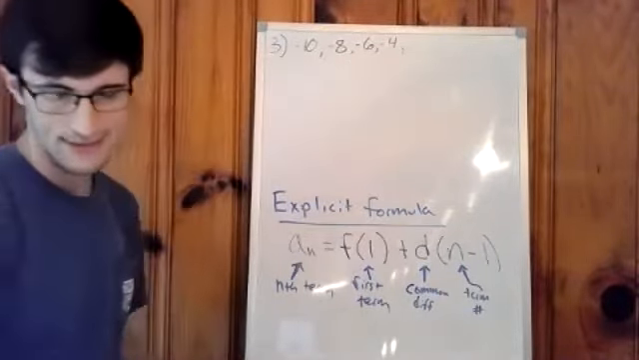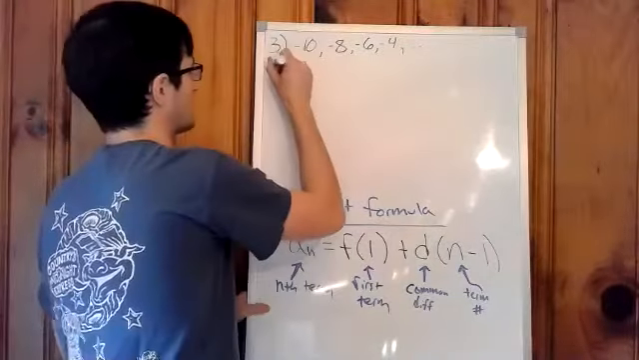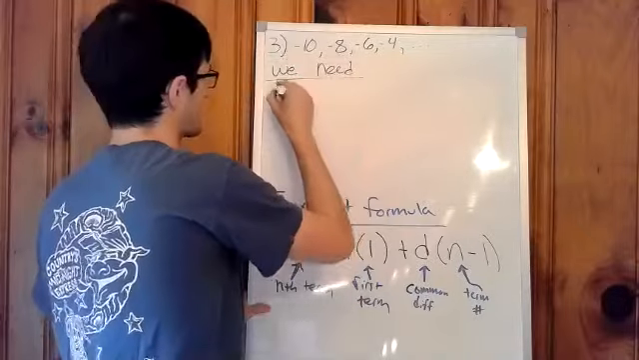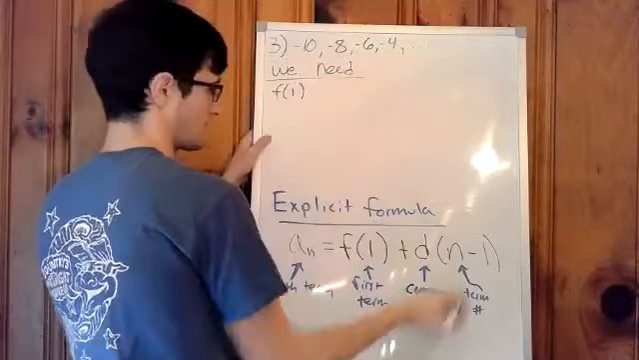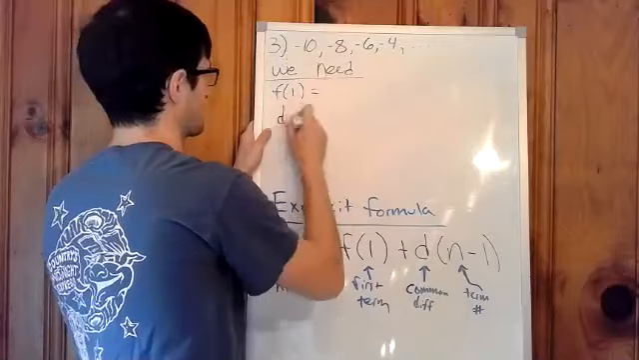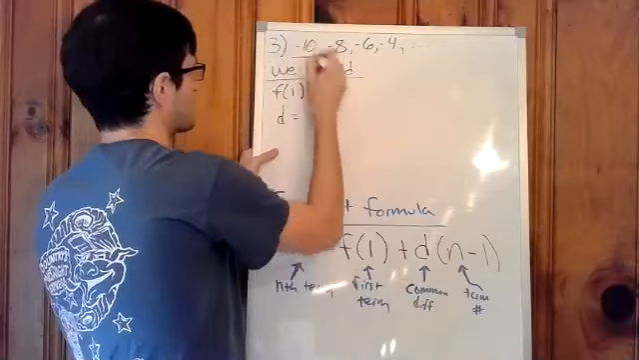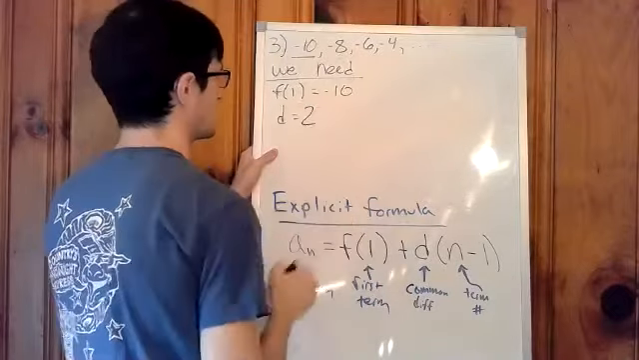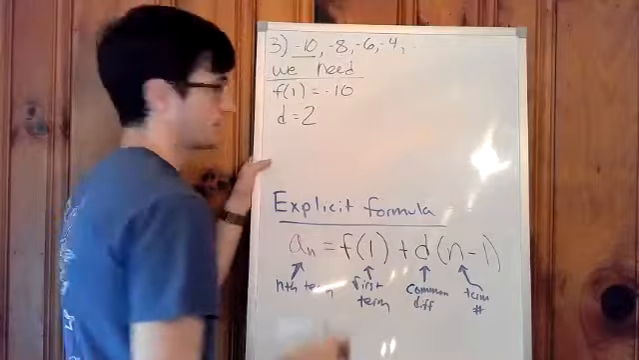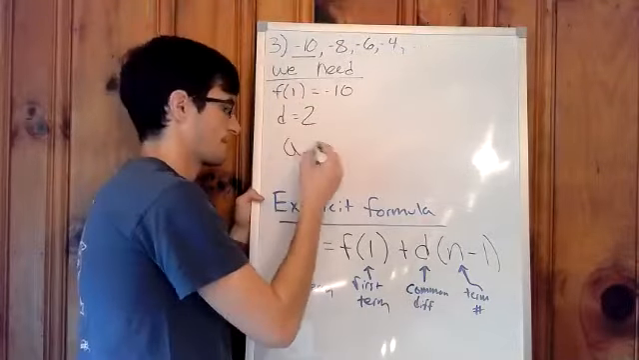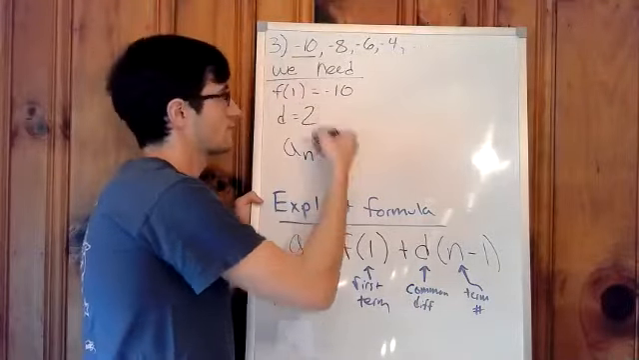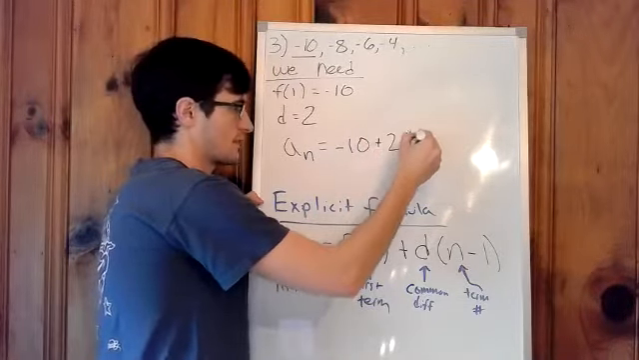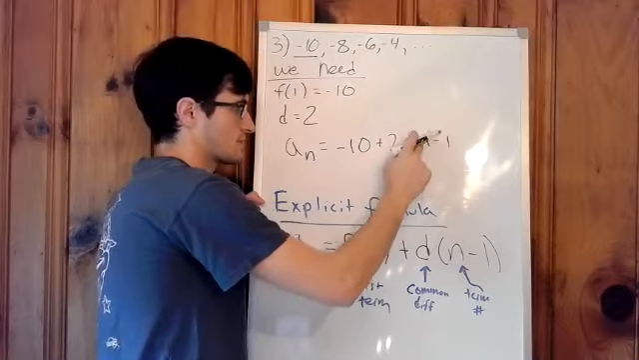So again, we're going to figure out what we need and then plug it into the formula. What we need: we need the first term and the difference. So we know our first term is negative 10. My common difference earlier is written right there. It's 2. So let's fill in the blanks and fill in the formula. So if we have a sub n, the first term is negative 10 plus 2 times n minus 1.